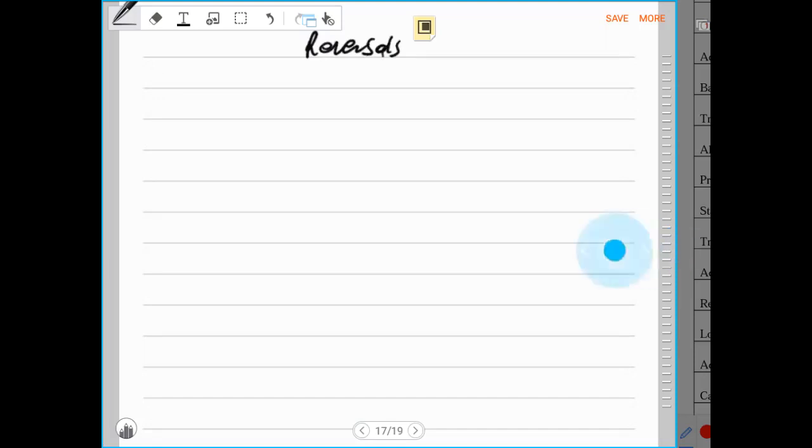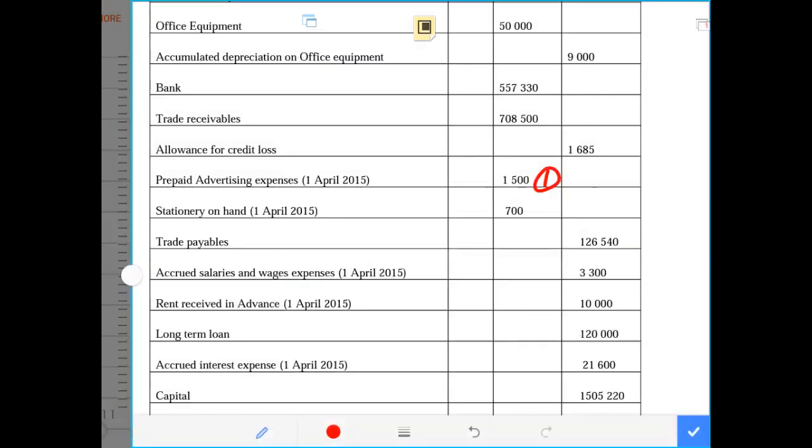Then our first reversal is the reversal of the prepaid advertising. We know that advertising prepaid by the end of last year was an asset, and it was recorded on the debit side of the trial balance. So because of that, we have to make a reversal, and this has to be recorded on the credit side. That means we are reversing the asset because prepaid expense is an asset.